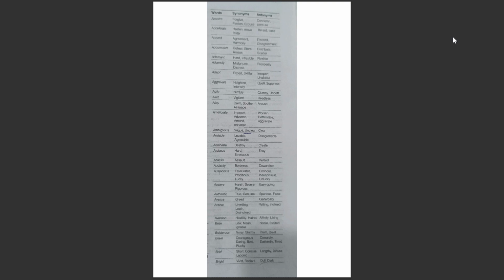Next word is accumulate. Accumulate is to store large quantities of. इकट्ठा करना, right? Accumulate means store करना, collect करना. Amass, amass means to gather, इकट्ठा करना, and that is also what accumulate means. So the synonym of accumulate would be collect, store, amass, इकट्ठा करना, जोड़ना. That is what accumulate means. And the antonyms would be distribute, scatter, separate, segregate. These would be the antonyms of accumulate.